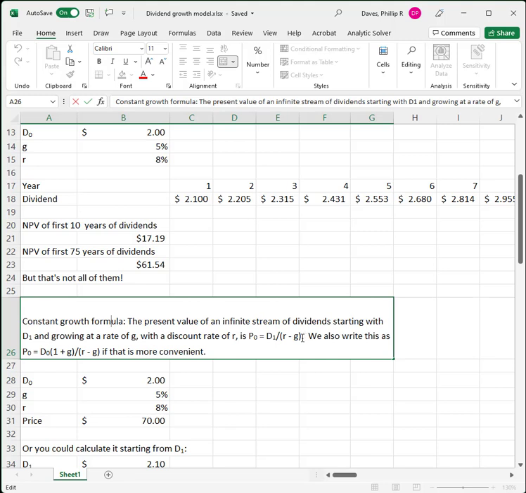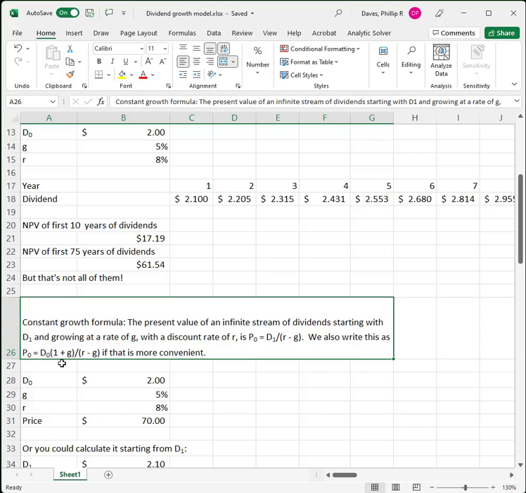this. The present value of the infinite number of dividends starting with D1, discounted at the rate of return R, and growing at a growth rate of G is D1 over R minus G. Another way of writing that, and we'll frequently do it this way as well, is if you're starting off with D0, we're not going to get D0, but we use D0 to figure out what's going to happen in year 1, 2, and 3. It's D0 times 1 plus G. This gives us D1. And then divide it by R minus G, and that gives you the summation.